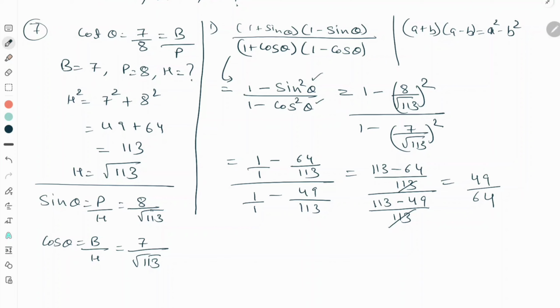The second part you can try by yourself, in which you have to find the value of cot square theta. You can find the value of cot theta and then you can square it. Now similarly you can try the rest of the questions. So with this we have completed exercise 8.1. Thank you for watching.